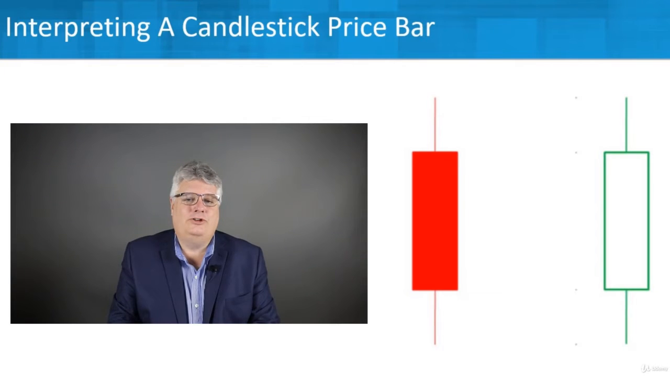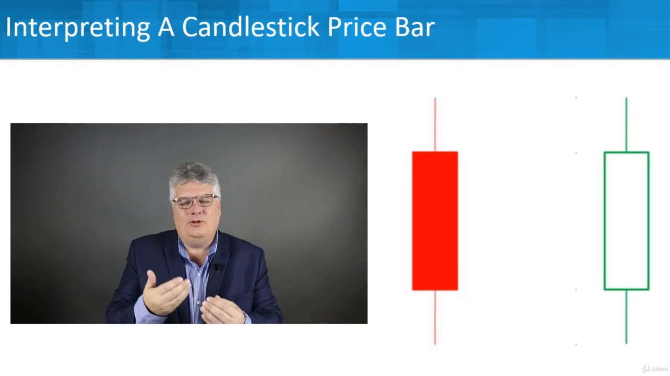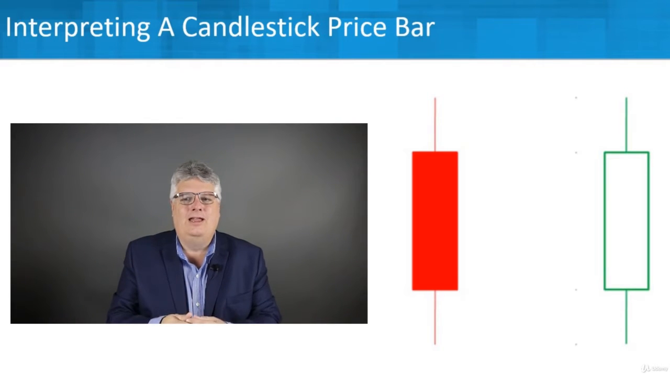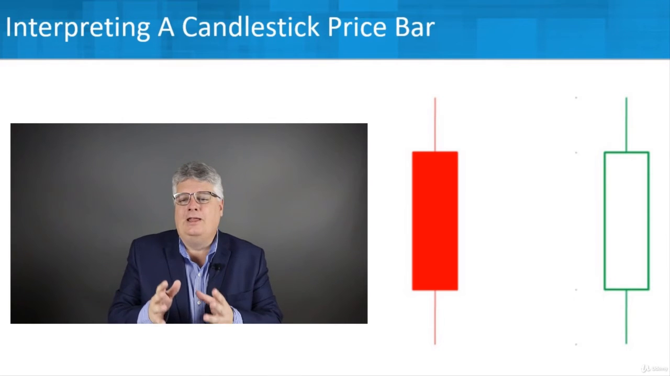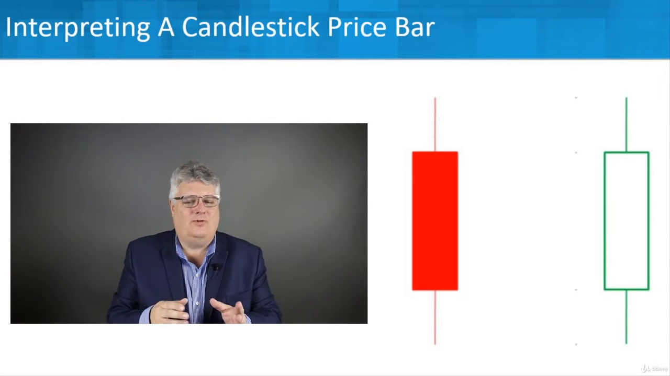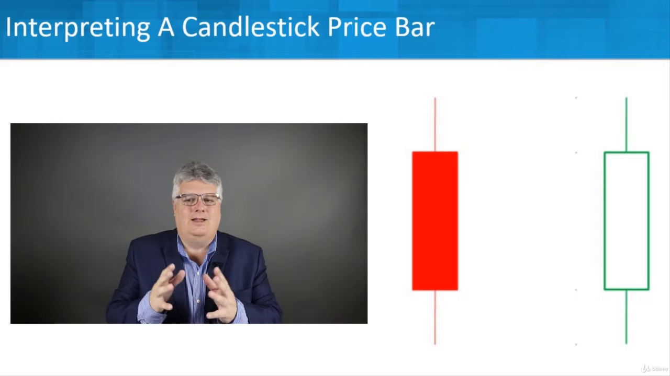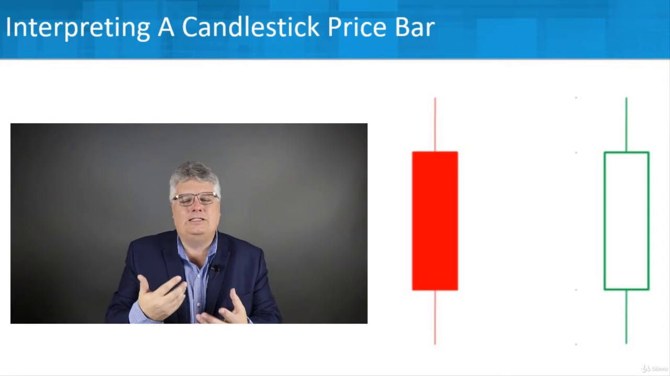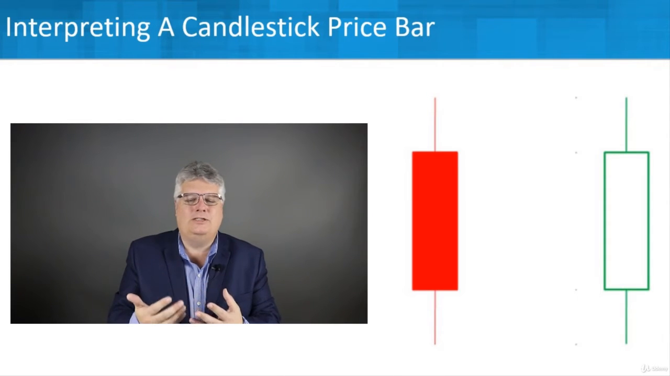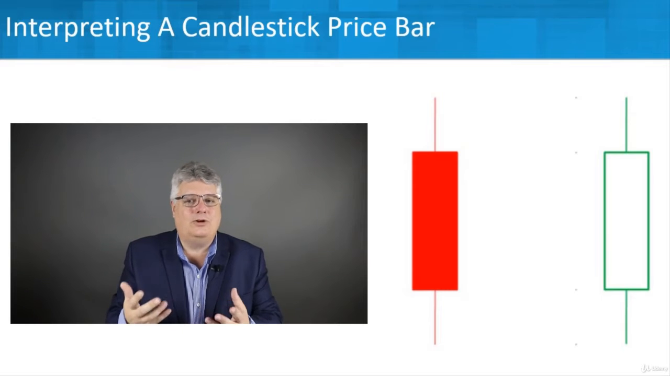Well, the first thing we need to do when we're talking about candlesticks is understanding what they're trying to tell us, right? They're trying to tell us something. And so we need to be able to interpret what the candlestick, the price bar, is trying to tell us. If you look at this example here, we have a red one and a white one. And these candlesticks are trying to tell us something about the pricing, the range of prices, the opening and the close, whether it was up or down. But we need to learn how that works.